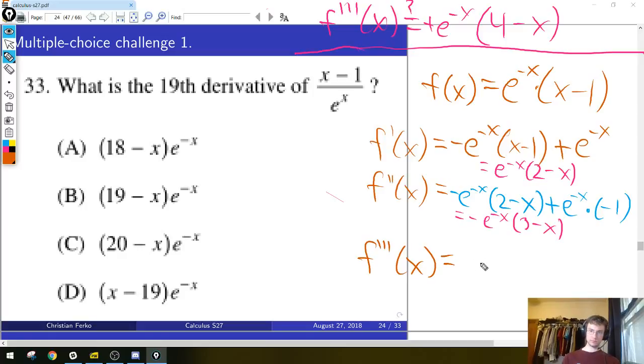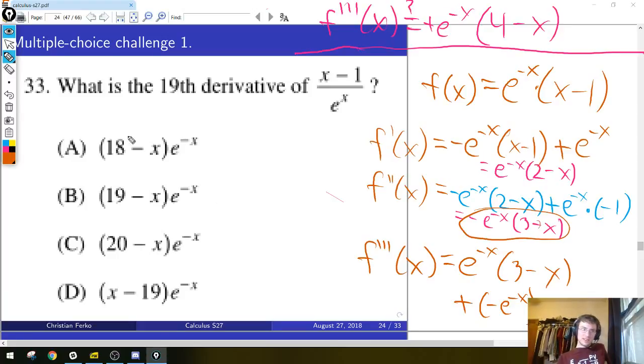It's going to be e to the negative x times, keep thinking, I mean just 4 minus x, but we didn't really calculate it, sure. Well, we're product ruling this thing, right? So it should be e to the minus x times 3 minus x. Yeah, 3 minus x plus e to the negative x times negative 1. Good.